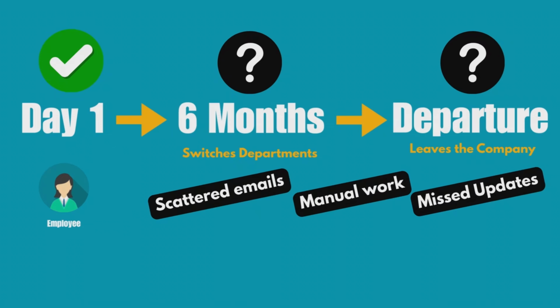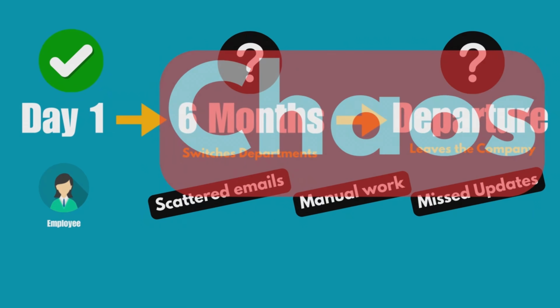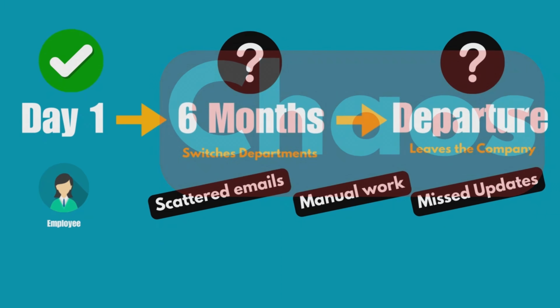In most organizations, this happens through scattered emails, IT tickets, and a whole bunch of manual work. Things get messed up, access piles up, nobody has a clear picture, and it's chaos. But there is a better way. It's called identity governance. It's how companies control who has access to what. Let me show you how this works in this video.